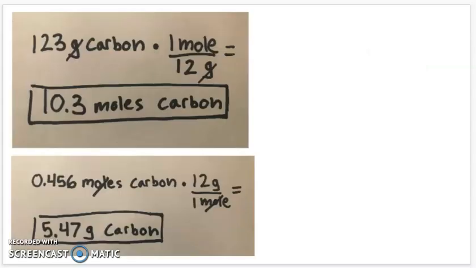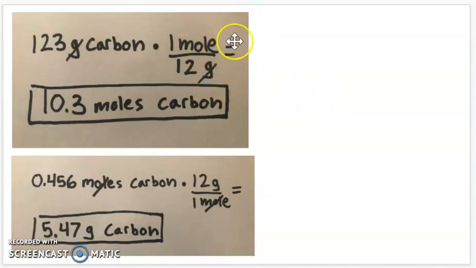Let's look at some examples real quick. So say we had 123 grams of carbon, and we wanted to know how many moles this was. Like you could look at a scale and see 123 grams of carbon, but without knowing the relationship between the amount of substance and how much that substance weighs, we don't really have a good idea of how many particles of carbon are in that mass. But we do know that there is a relationship between 1 mole of carbon and 12 grams.